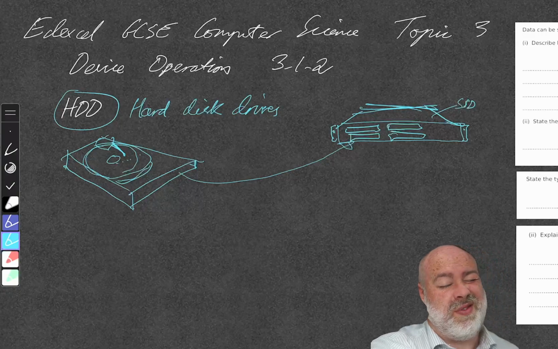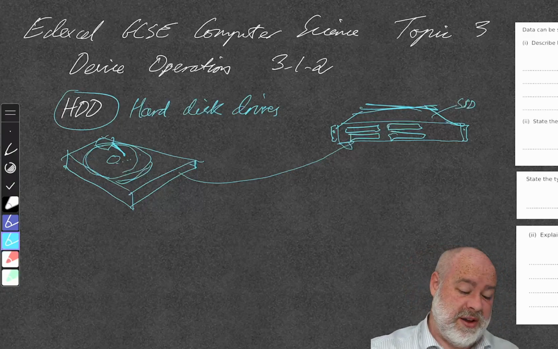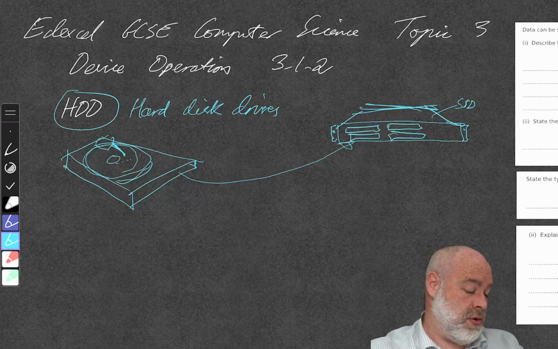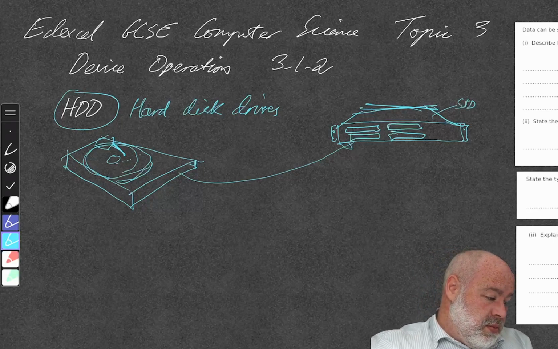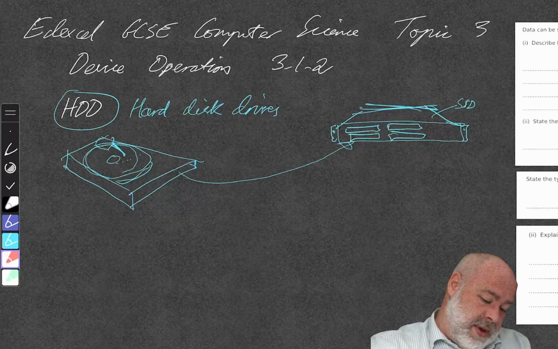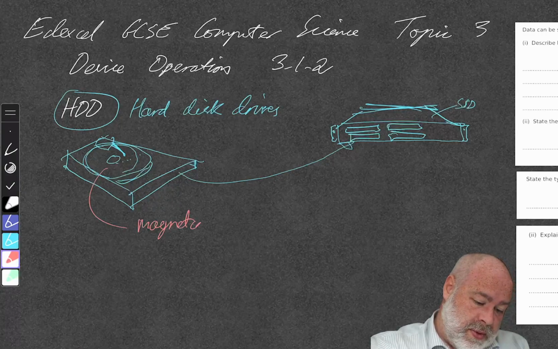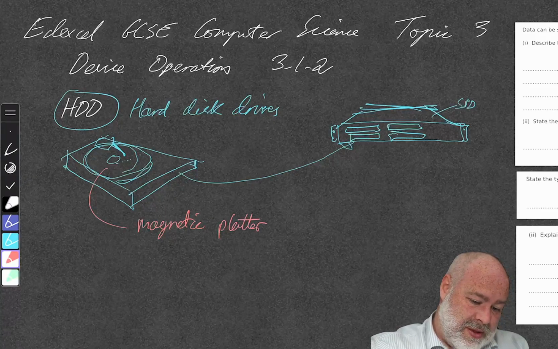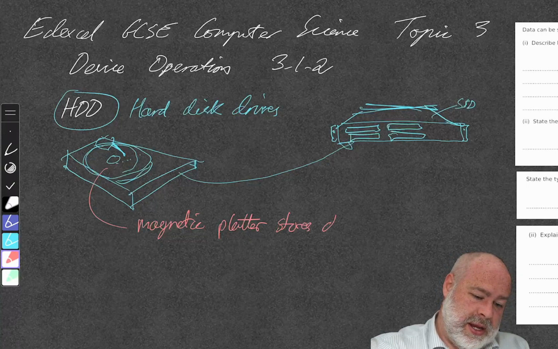However, most devices now, most computers do not have moving hard drives in them anymore. But how do they work? So the main thing here, a magnetic platter stores data.